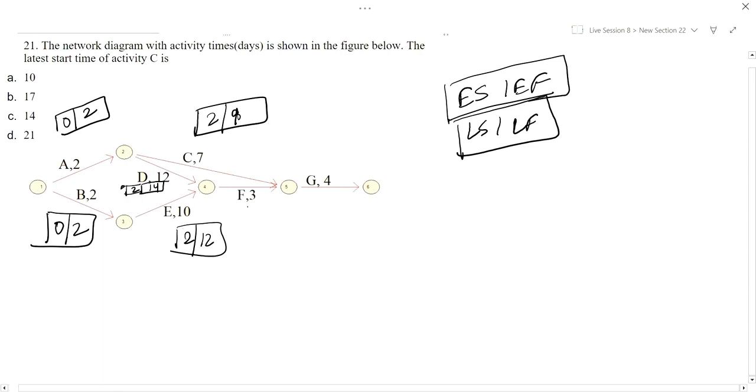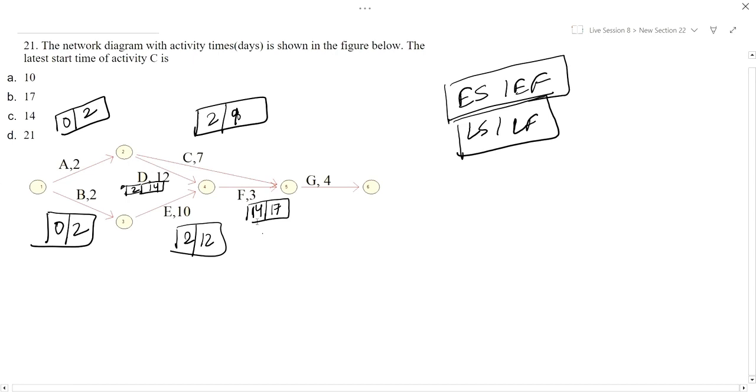Now activity F, the early start time is here 2, here 2, and again here 2. Now here 14, 9 and 12. Out of this 14 is the largest. So we will take 14 and 14 plus 3, 17. So at that node where the activity starts, we will take into account whatever arrows reach, and from that the maximum one will be taken.